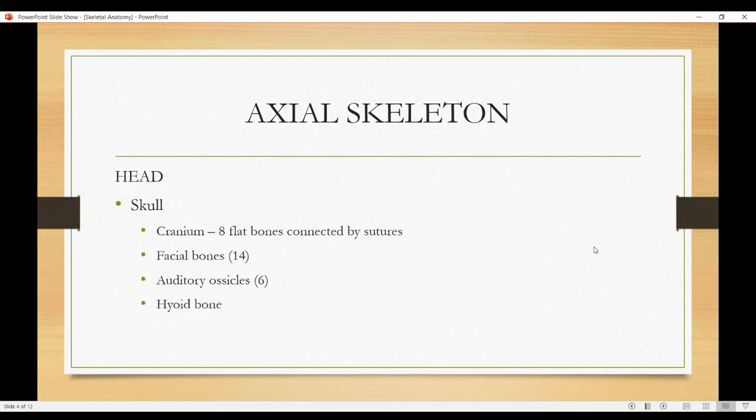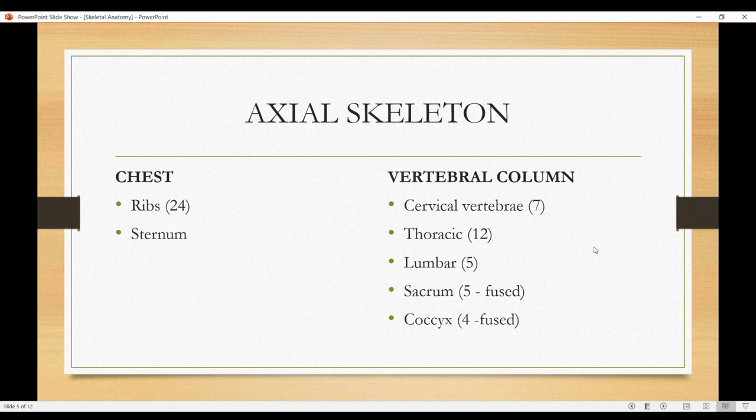The axial skeleton, as you can see, is right here in the center, just like we talked about. When you look at the skull, there are 8 cranial flat bones that are all connected by sutures, and 14 facial bones. The number may seem high, but remember, most things have a right and a left. There are 6 auditory ossicles, 3 on each side, and the hyoid bone, which is a tiny bone in the neck just above the thyroid cartilage.